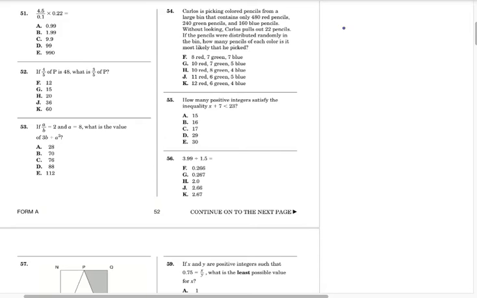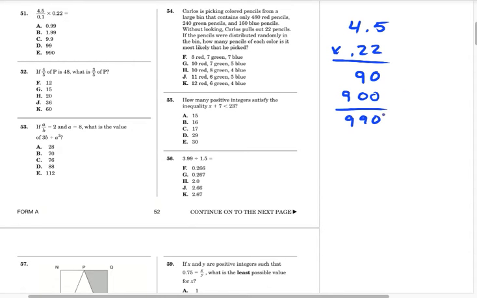So we have to start with 4.5 times 0.22. That'll be 90, and then we'll get 900 here for a total of 990. So there's 1, 2, 3 decimal places. We end up with 0.99. We have to divide that by 0.1, and that'll give us 9.9 because we have to move the decimal place to the right one time. So that is answer C.